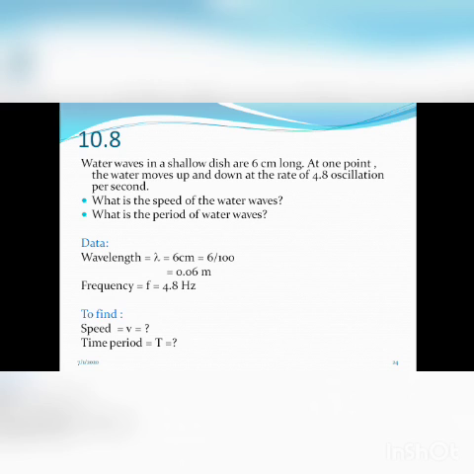Numerical 10.8. Water waves in a shallow dish are 6 cm long. At one point, the water moves up and down at the rate of 4.8 oscillations per second. What is the speed of the water waves? What is the period of the water waves? Data. Wavelength lambda is equal to 6 cm, which is 6 by 100, equal to 0.06 meter. We convert centimeters into meters. Frequency is 4.8 Hz. What we have to calculate? Speed and time period.